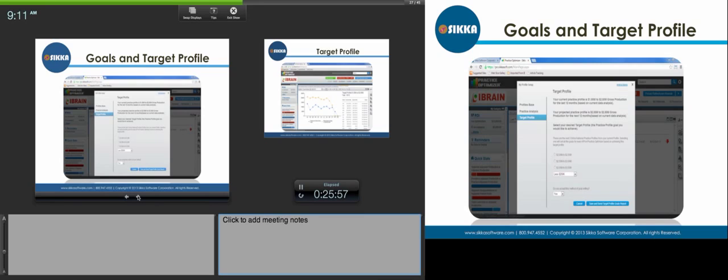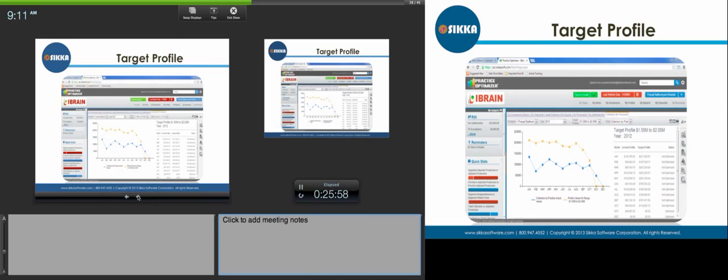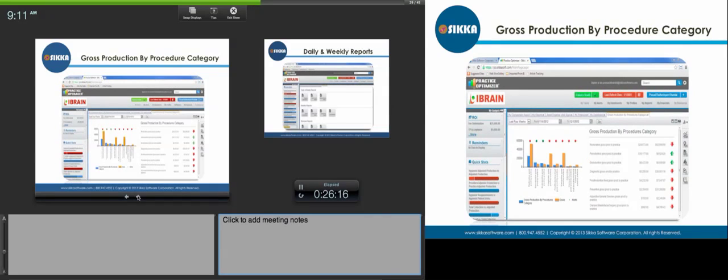Now, if you don't like that, you can also set your own goals. You can say, no, I don't want to be going in this target profile that Sikka software has built. Instead, I would like to go 15% higher than my previous year's goals. And that's okay. You can do that too.